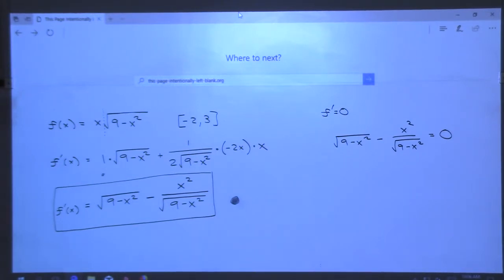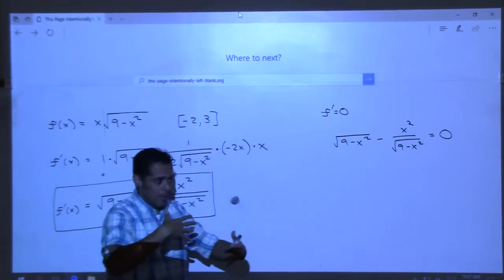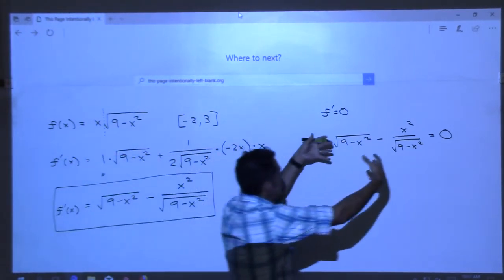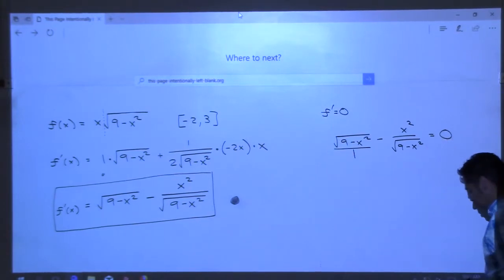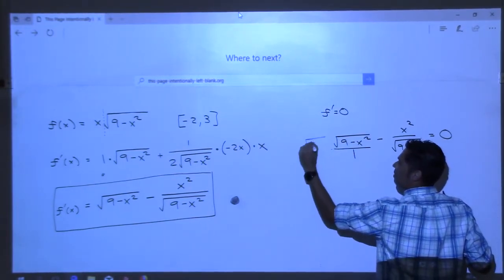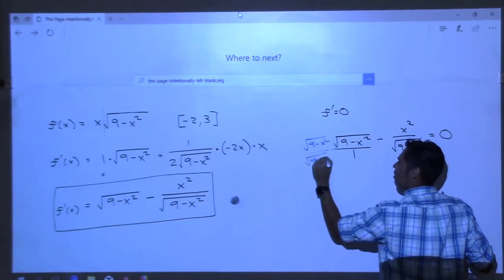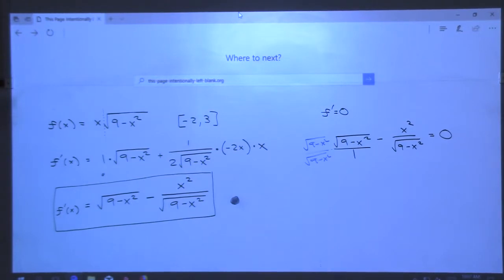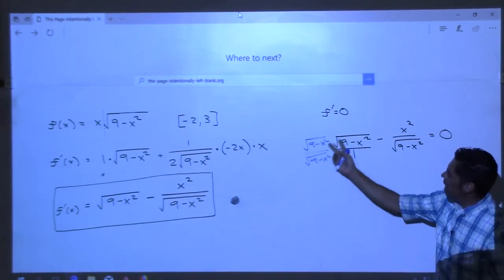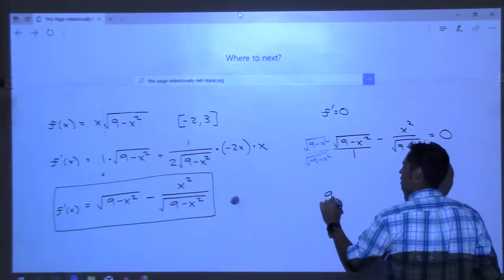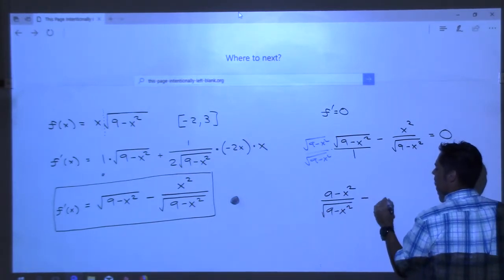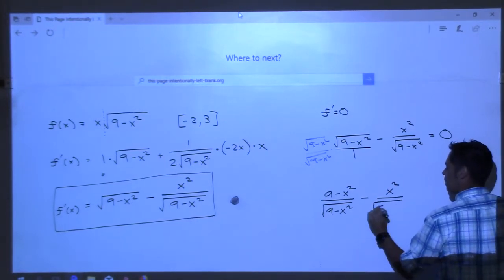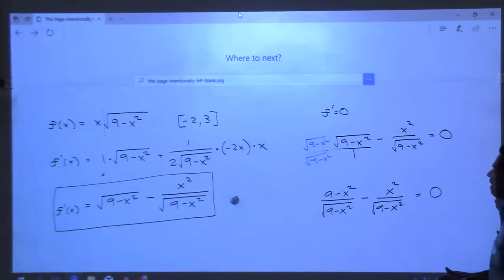So first, I want to get a fraction equal to 0. I'm going to put these two terms together, which means I need a common denominator. I'll look at the first as over 1, and multiply it by root 9 minus x squared on top and root 9 minus x squared on the bottom. What happens in the numerator of this new fraction? The roots go away. You just get 9 minus x squared over root 9 minus x squared, minus x squared over root 9 minus x squared, equals 0. Now I have the same denominator, and I can put them together.